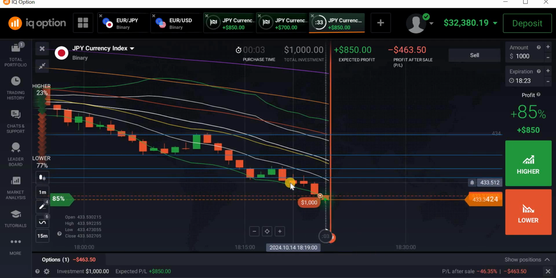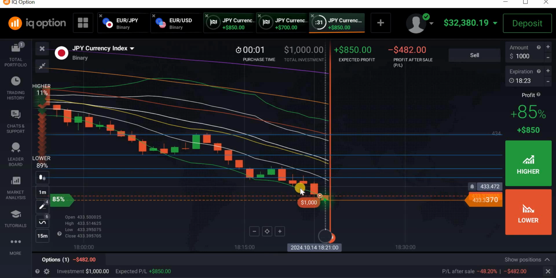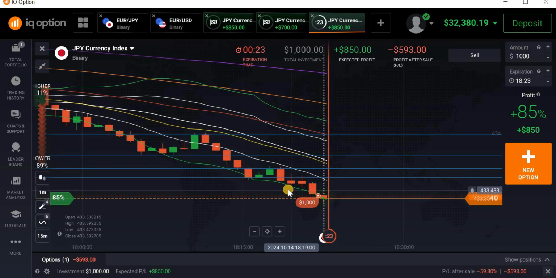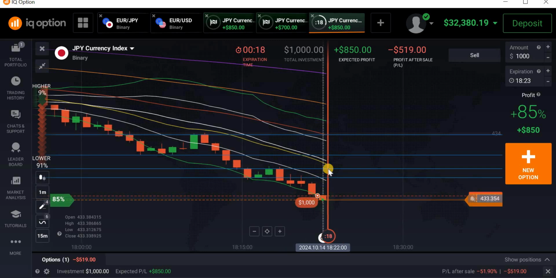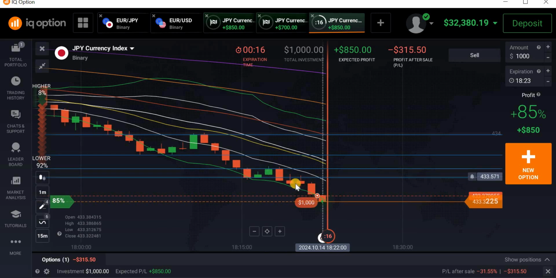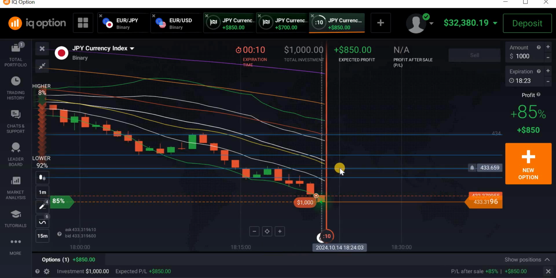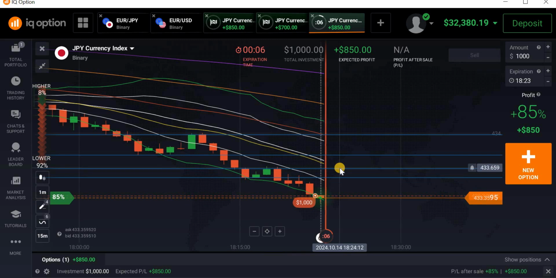But in a ranging market, these two candlesticks here are a reversal pattern. So in a ranging market, if I see these two candlesticks and I see this breakout, I will still do a call because this now becomes a fake breakout. But in a trending market, this is a continuation pattern. So this will be our last trade for today. Let's see what we have here.